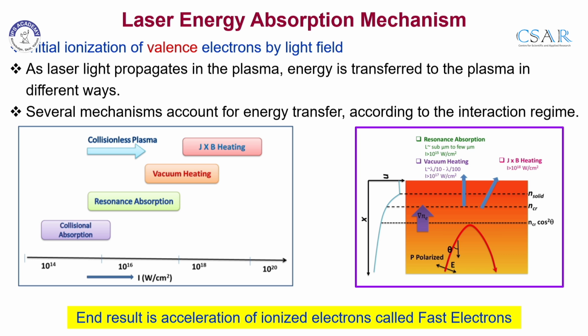And for resonance absorption to occur, the scale length has to be greater than a few microns, and the intensity should be greater than 10^15 watt per centimeter square.